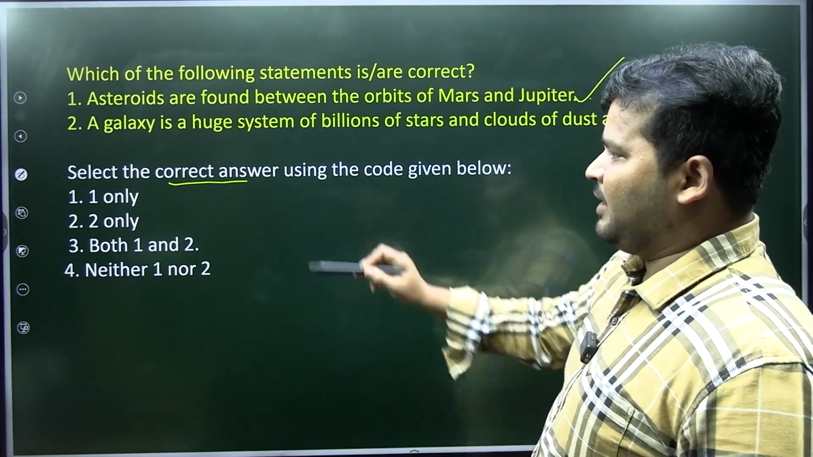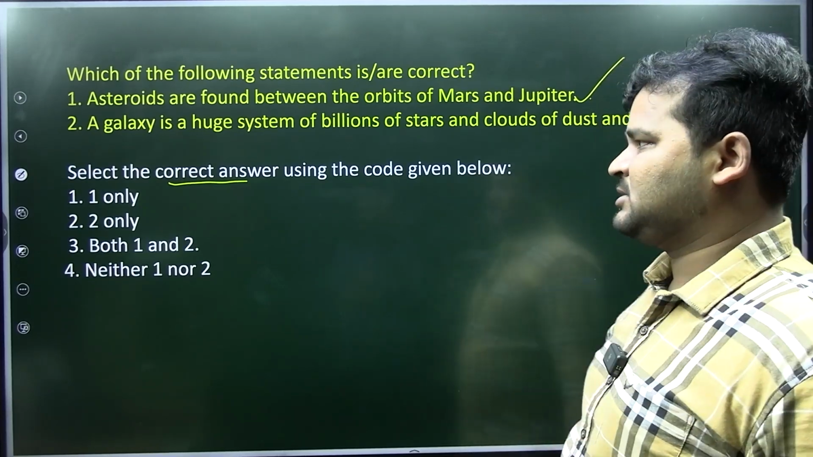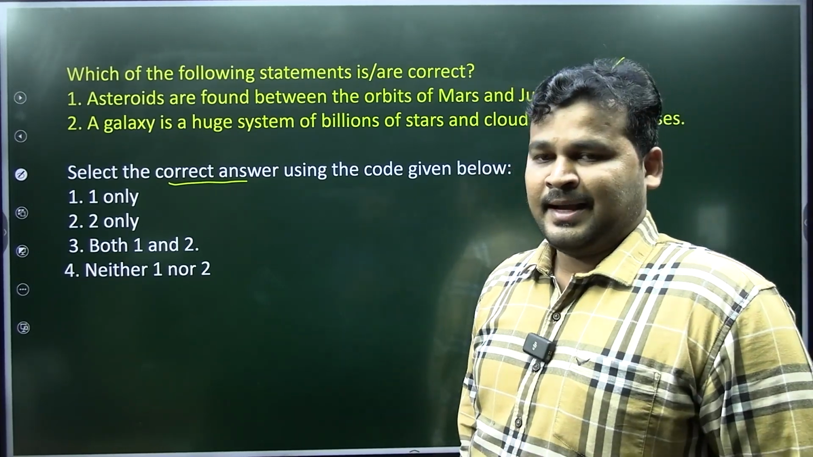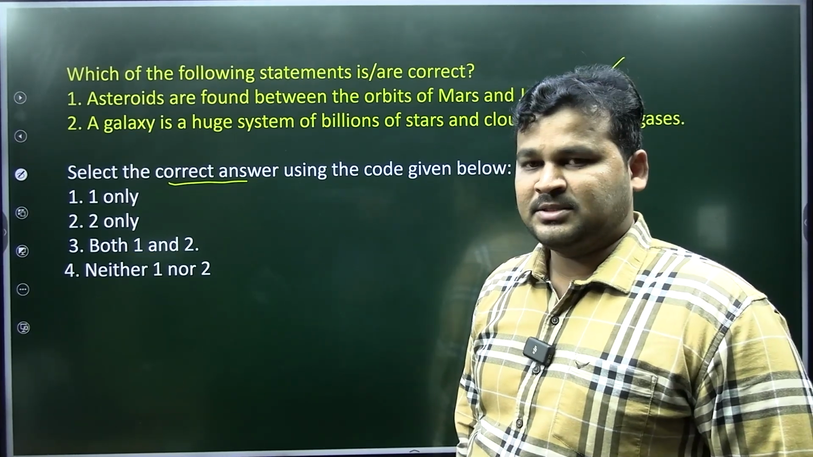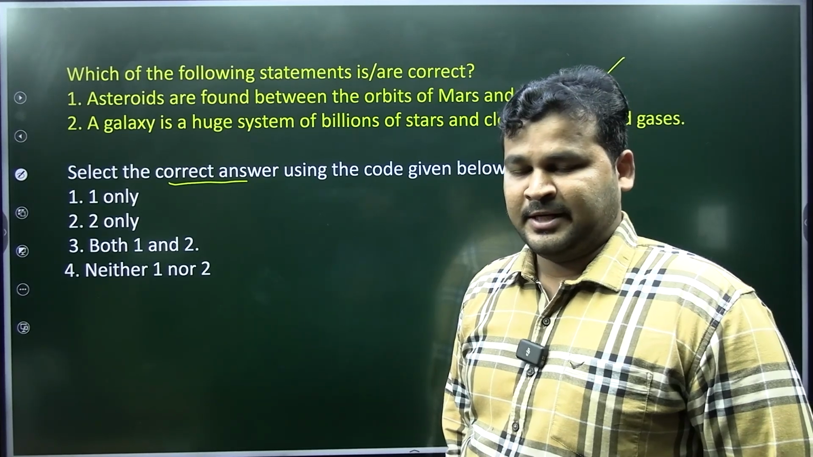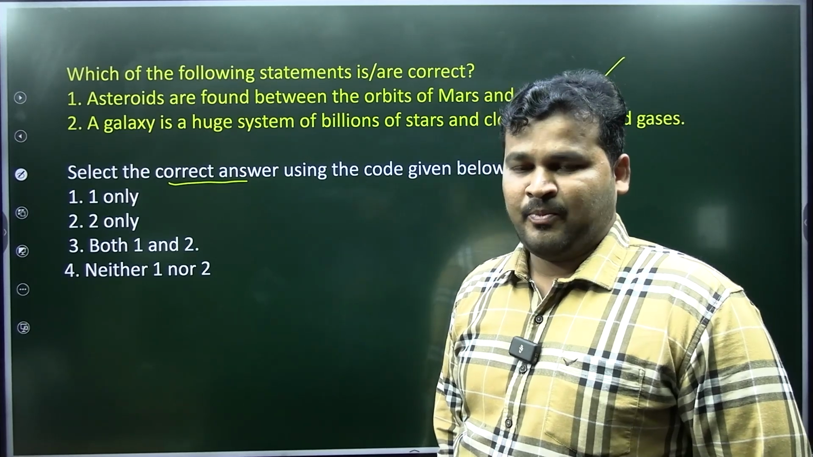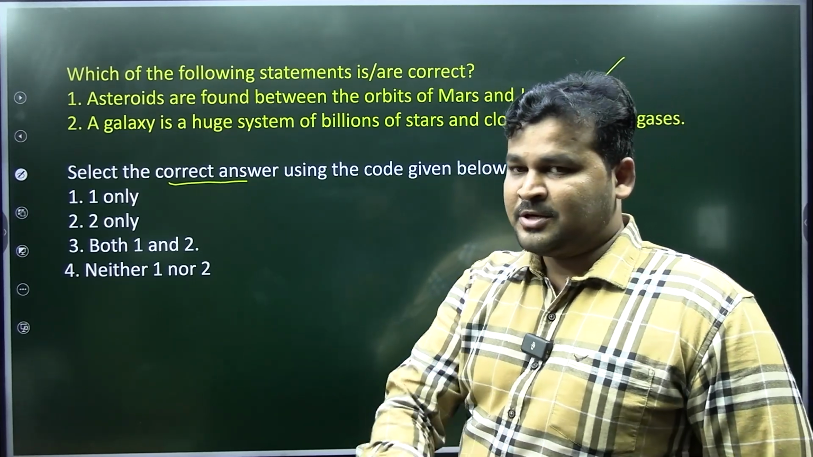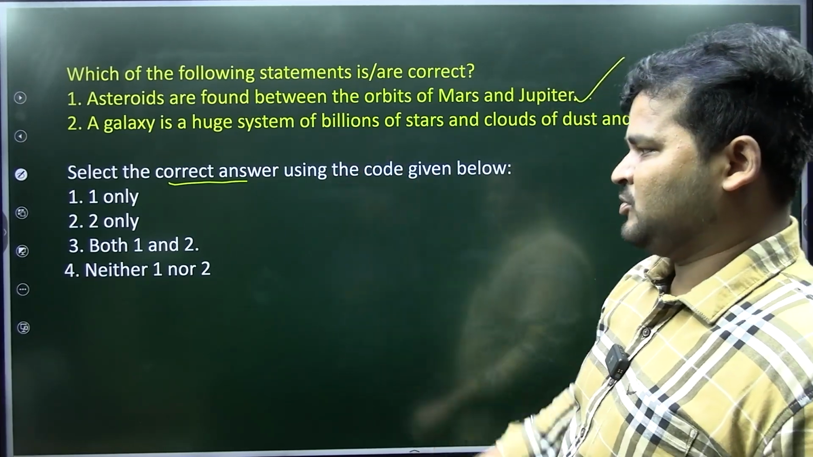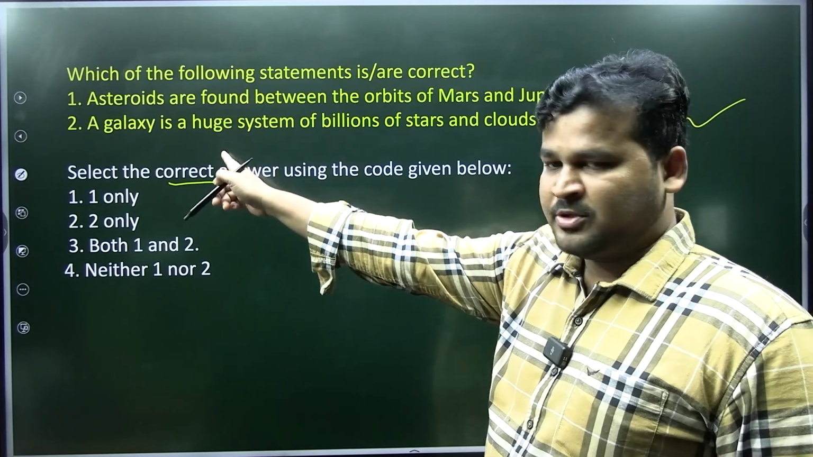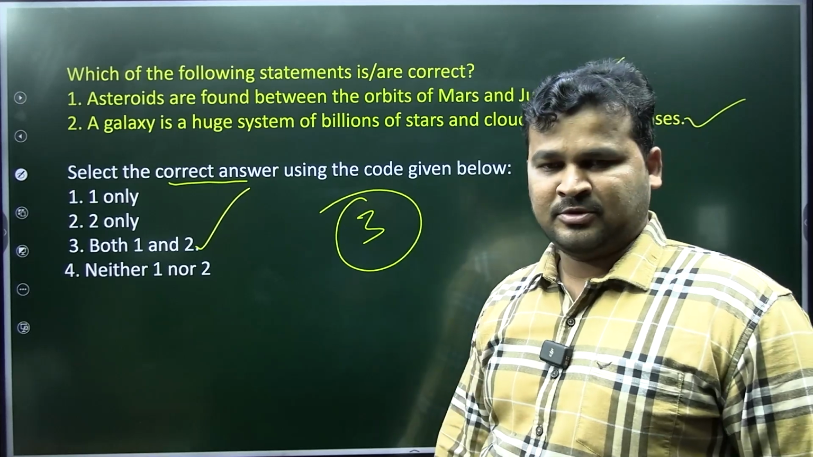Second one, a galaxy is a huge system of billions of stars and clouds of dust and gases. Already we have discussed that. Galaxy is a huge system which has stars, planets, dust particles, gaseous particles, rocks, asteroids, meteoroids, meteors. So according to this information, statement 2 is also true. So finally, 1 and 2 are true. So according to this, we get the answer as option 3. 3 is the answer for this question.